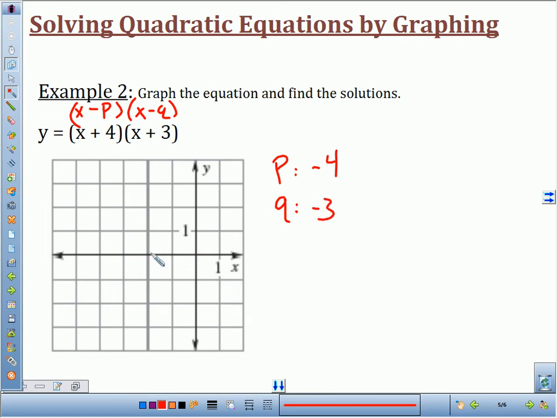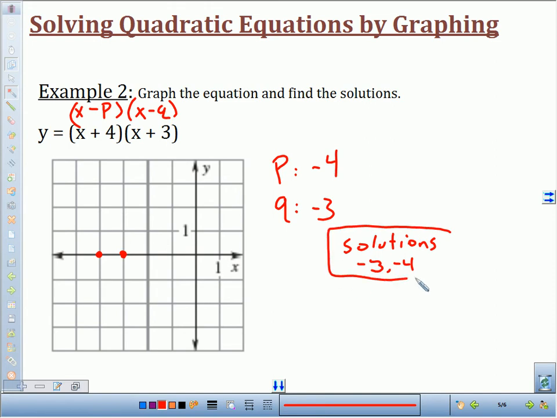So, I know my solutions already. My solutions are where the graph crosses the x-axis, where the x-intercepts are. And I know that those 2 points are negative 3 and negative 4. Those are my x-intercepts. So those are my solutions. Negative 3 and negative 4. So really, I'm already finished.